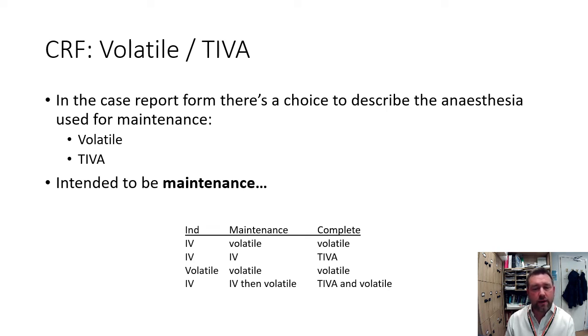If they have IV and then an attempt at TIVA and then a change to volatile, which I understand sometimes happens, then you click TIVA and volatile. The common problem is that people who are induced with IV are completing the CRF by ticking TIVA and volatile, and that's not our intention.